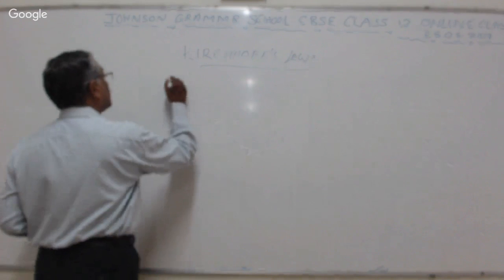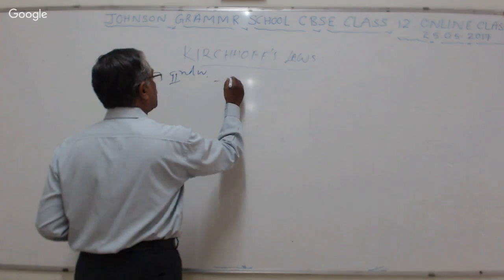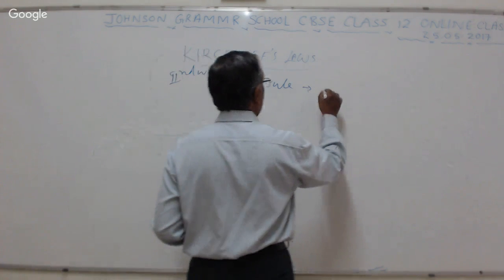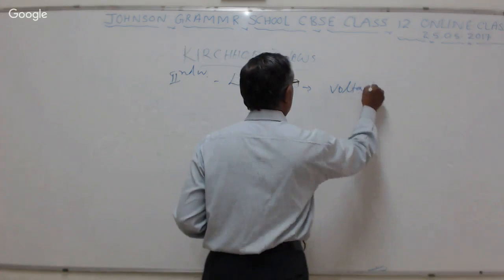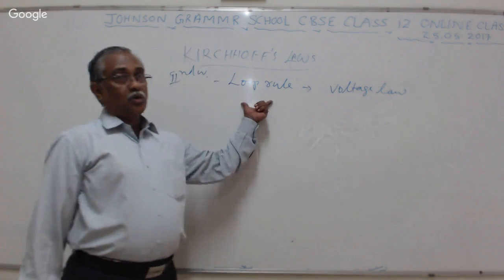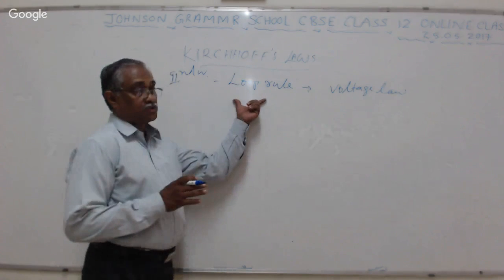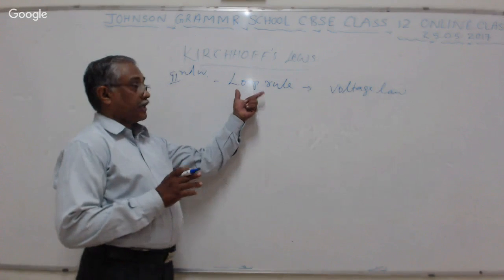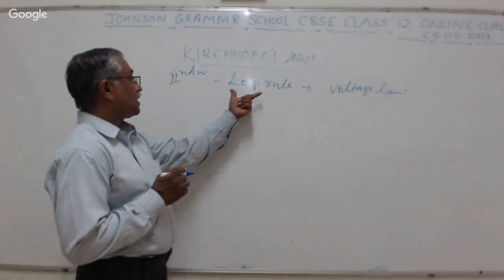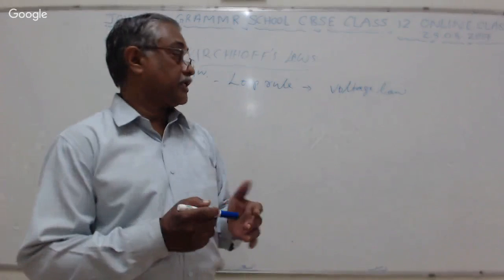So the second law, Kirchhoff's second law, is known as the loop rule or voltage law. It is only used for a closed circuit. You have to take a closed circuit, a completed circuit, a closed circuit where current is flowing through a network. For such a circuit we use the loop rule to solve for current in the circuit.